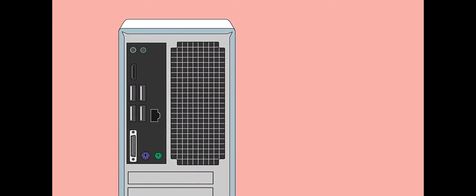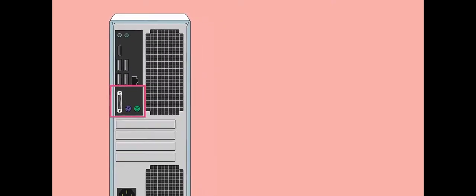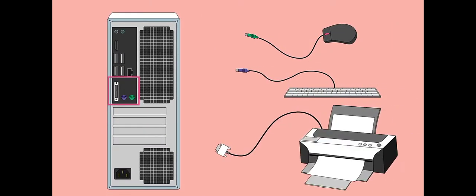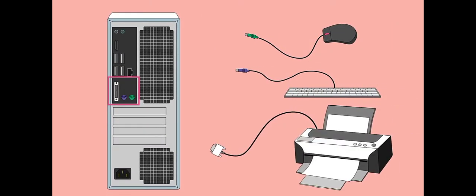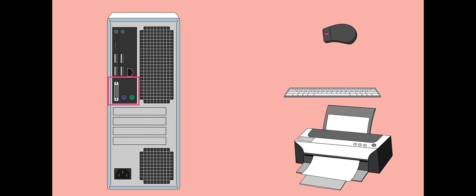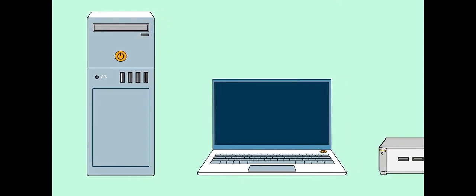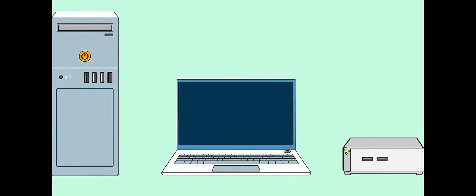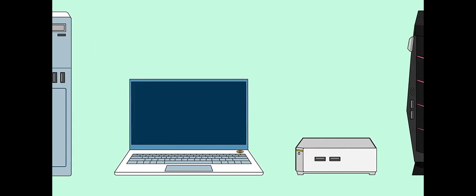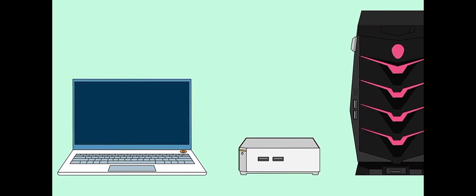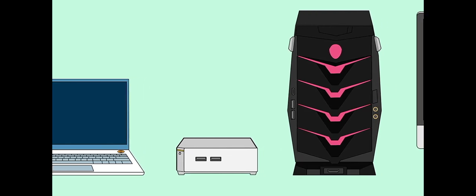If you have ports that look like this, they're for older peripherals like mice, keyboards, and printers. Newer versions of these devices usually connect via USB or wirelessly. That covers the basics of buttons and ports. Of course, every computer is different, and technology is always changing. To find out what options you have, take a closer look at your computer.